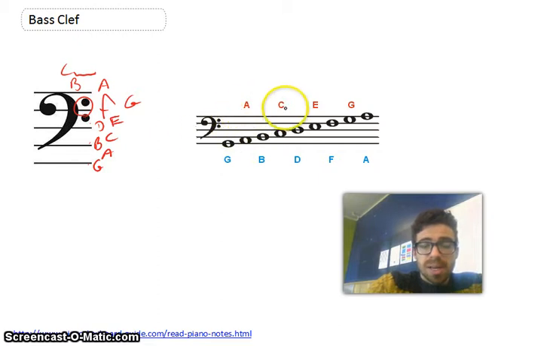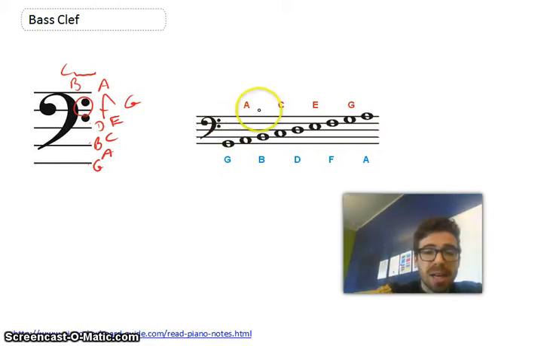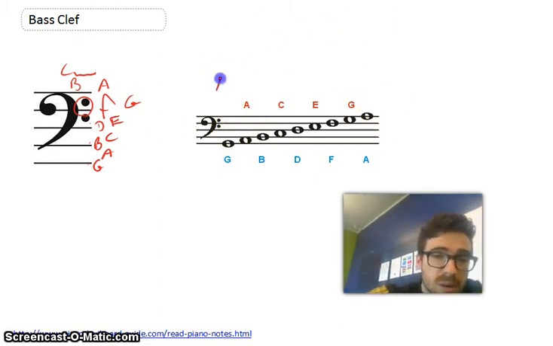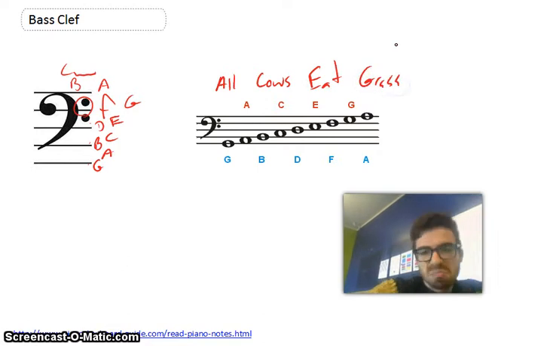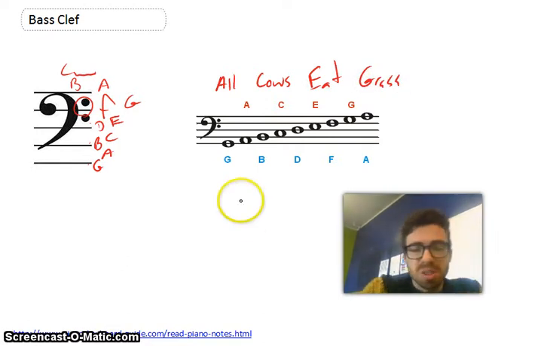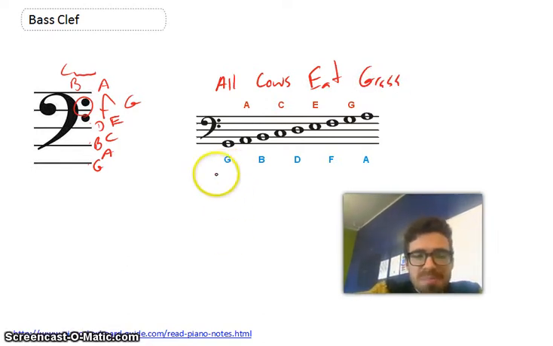Now, again we can have some rhymes to work this one out. A, C, E, G is the spaces. I remember that by this rhyme, all cows eat grass. It's not really a rhyme, I don't know what it is, but probably not a rhyme.